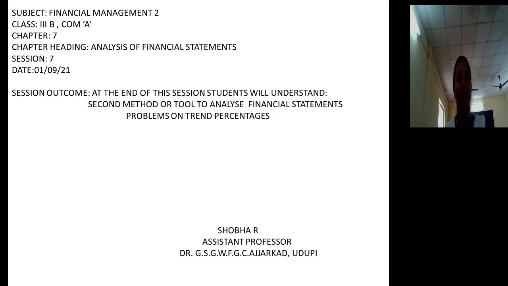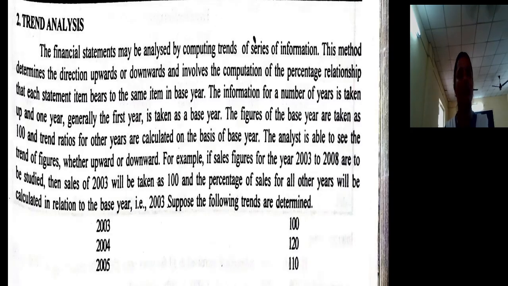In this session, we are concentrating on the second method or tool to analyze financial statements, that is nothing but trend percentages, and we are calculating trend percentages for the given data relating to financial aspects of a business concern. Let me see what is trend analysis or trend percentages.